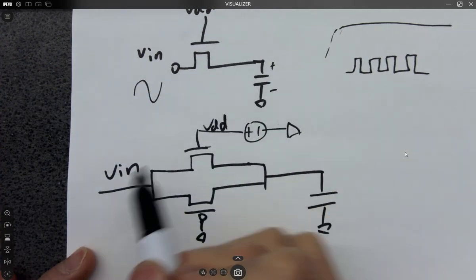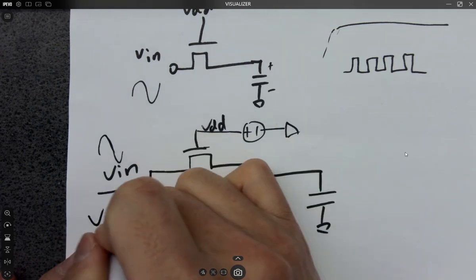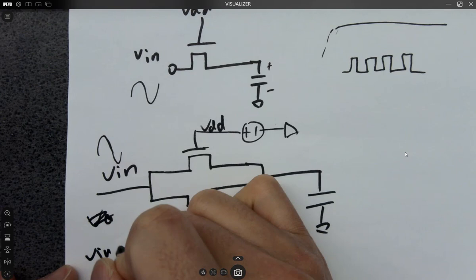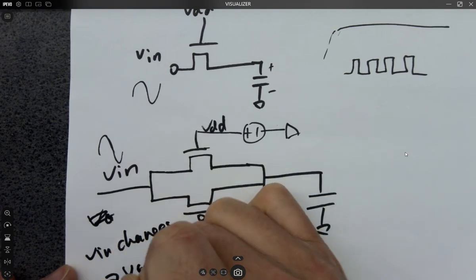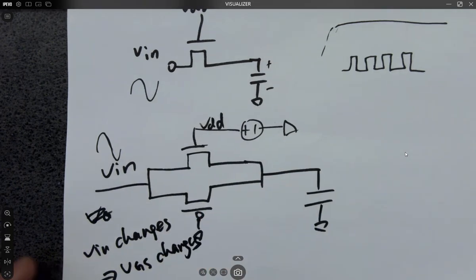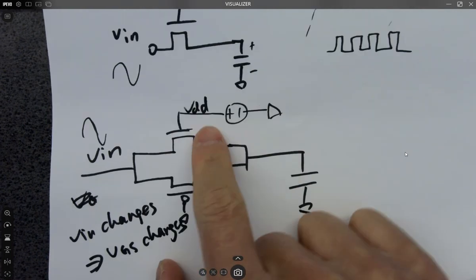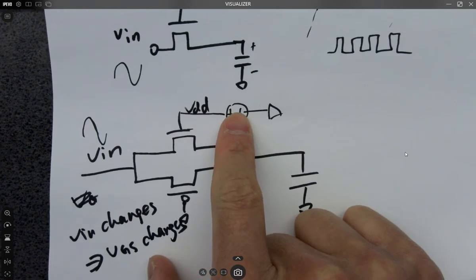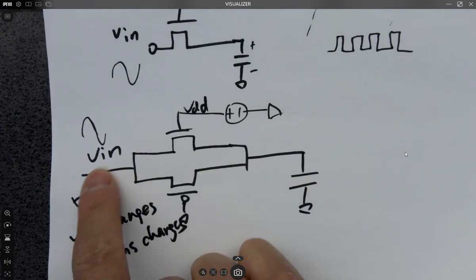So in that case, when V in changes, your VGS changes. Because VG is not changing. VG is just a VDD. It's a battery, right? It's a battery. However, we are looking at VGS.